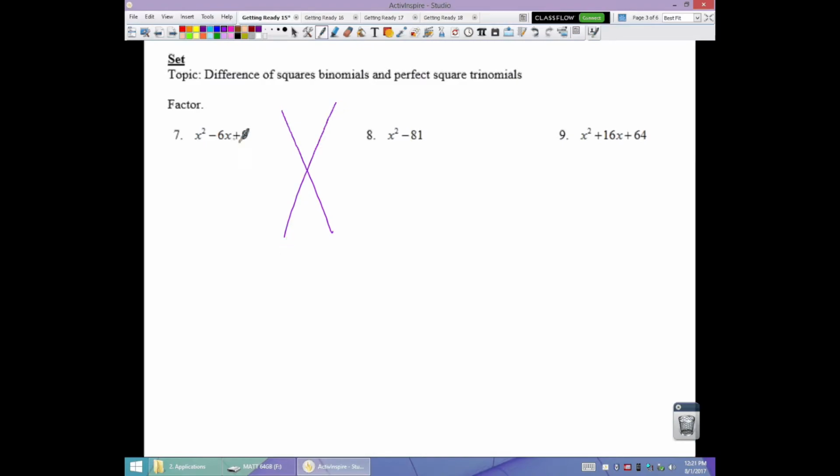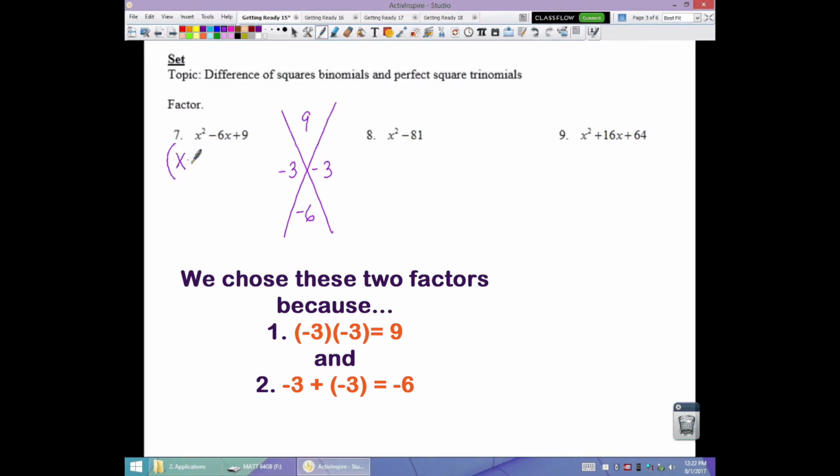So number 7, we looked for a GCF. We didn't have one. So my desired product is 9 and sum -6. Since the product is positive, I need 2 of the same sign. To get -6, they would both have to be negative. So what factors of 9 add up to 6? That's 3 and 3. So we end up with x minus 3 times x minus 3.